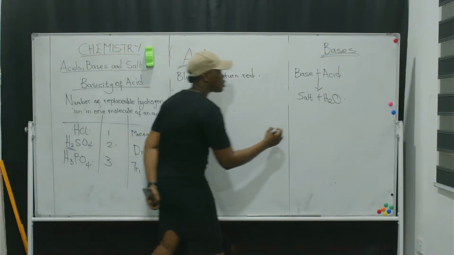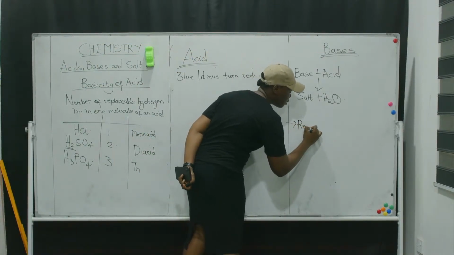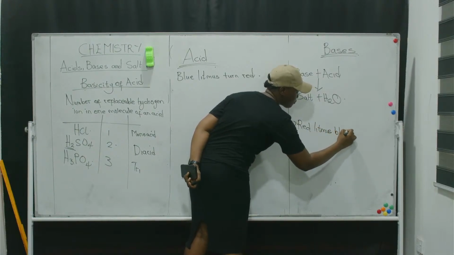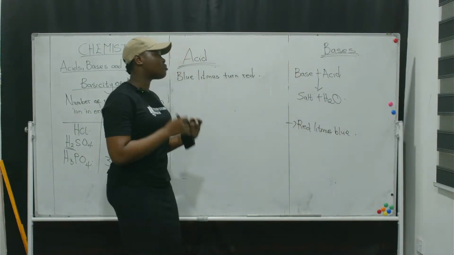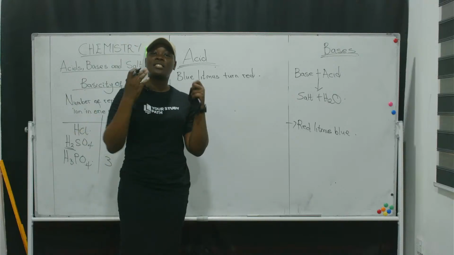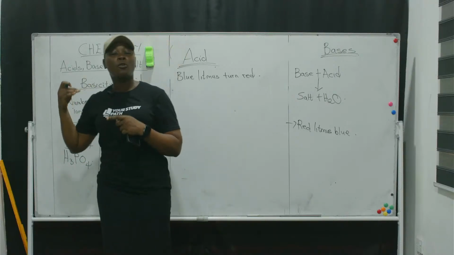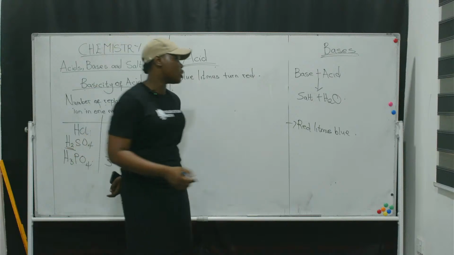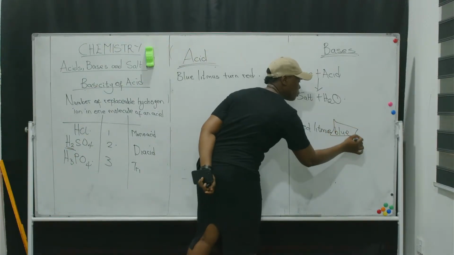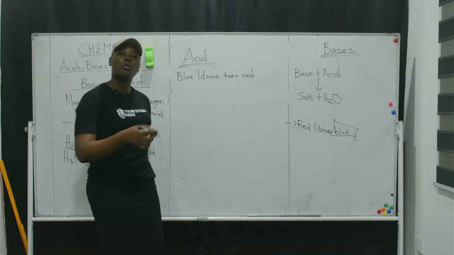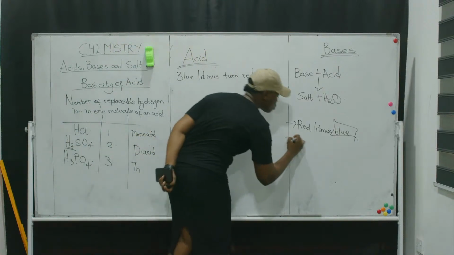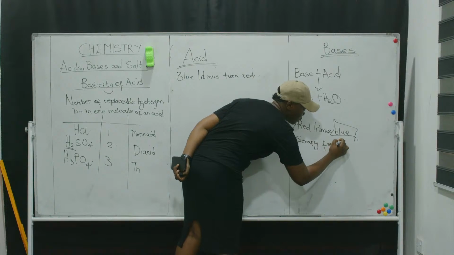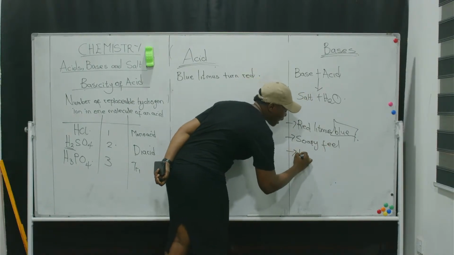For base, it turns red litmus blue. So what is the resulting color of litmus in a basic medium? It would be blue, because base turns red litmus blue. It also has a soapy feel and is bitter in taste.